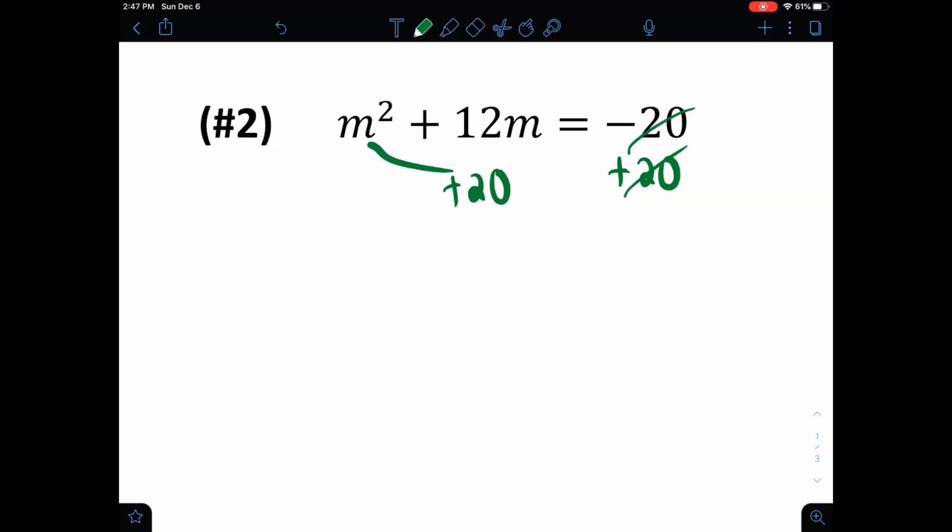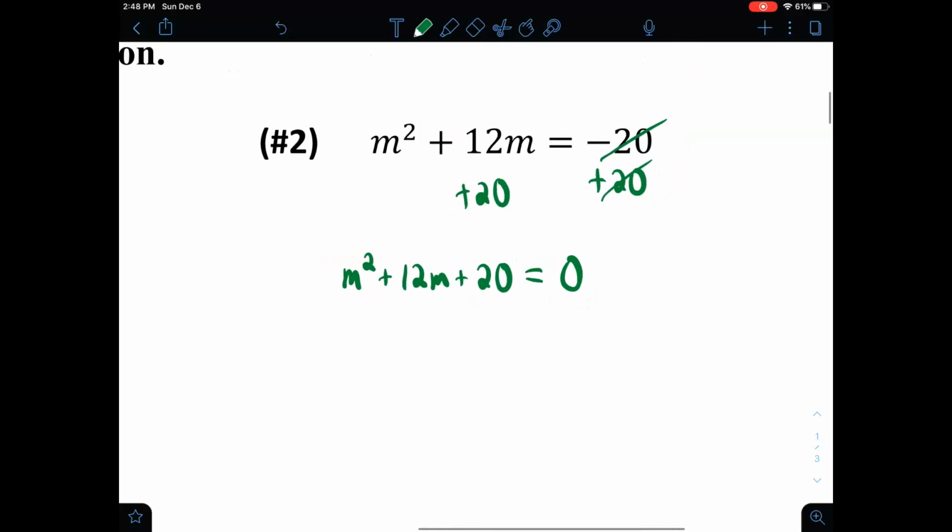Now, is the 20 going to go with the m squared or with the 12m or go by itself? Hopefully you said by itself because it is not like terms with m squared or 12m. So we're going to do plus 12m plus 20 equals 0. Now we have it equal to 0, which is very important for solving quadratics. And so now we can factor this and do our zero product property, okay?